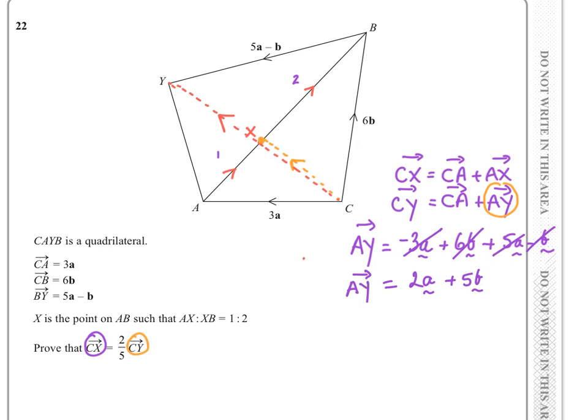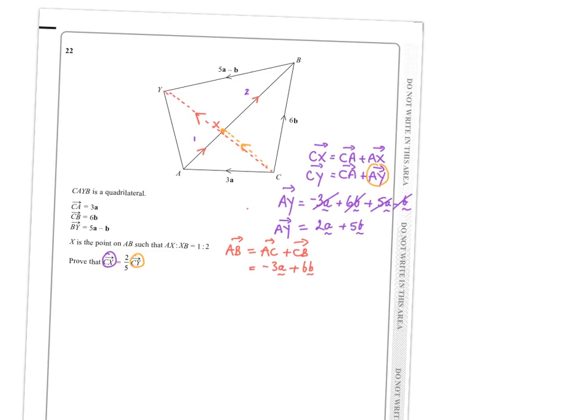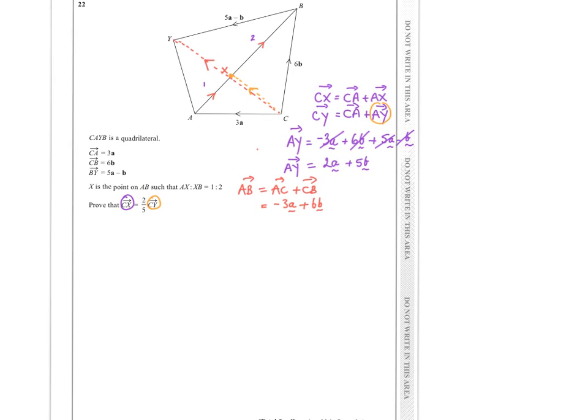So that's one element here, so I'm on my way to finding CY. Another important element is to find A to B. Now A to B is the same as A to C plus C to B. It's the same journey. So we can have a look at AC plus CB, and that's just minus 3A plus 6B. So now we have all the ingredients we need to go for it now and prove once and for all what is needed.